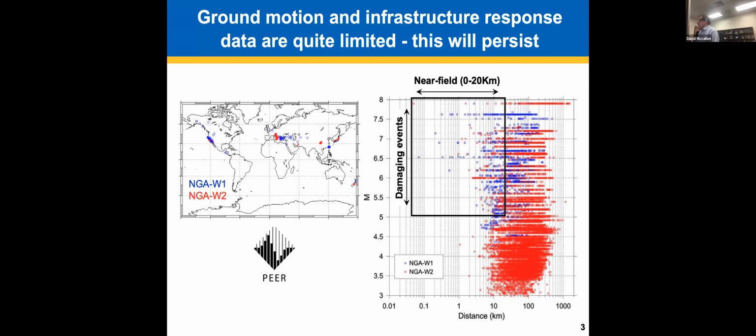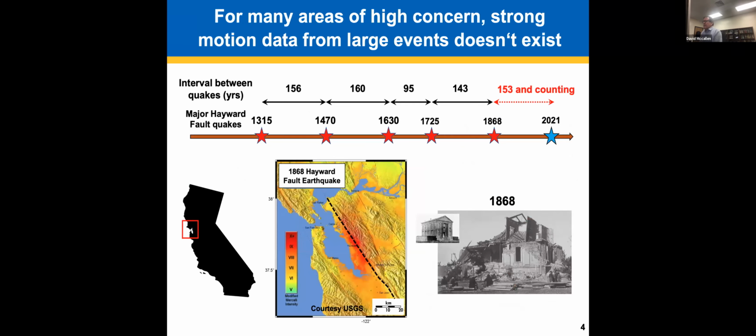And how do we rectify that? What are the means for rectifying that? Certainly more data, a lot more data is not going to suddenly pop up. So this issue is going to persist. Moreover, for many of the areas of high concern, we don't have any ground motion data from large events.